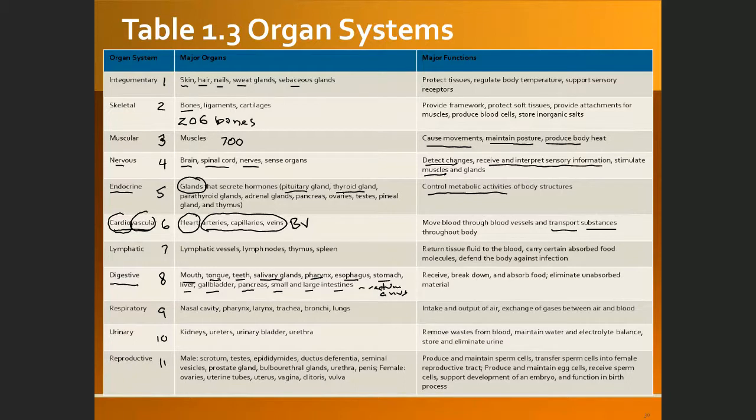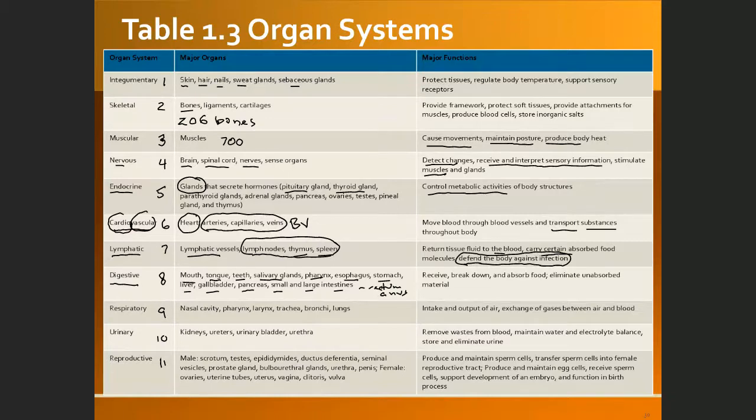The next one is the lymphatic system, which consists of lymphatic vessels and lymphatic organs like the thymus, spleen, and lymph nodes. The function of this lymphatic system is to return tissue fluid to the blood and carry certain absorbed food, like oil and fat, which will be carried by the lymphatic system. The main function here is protection against disease or infection.